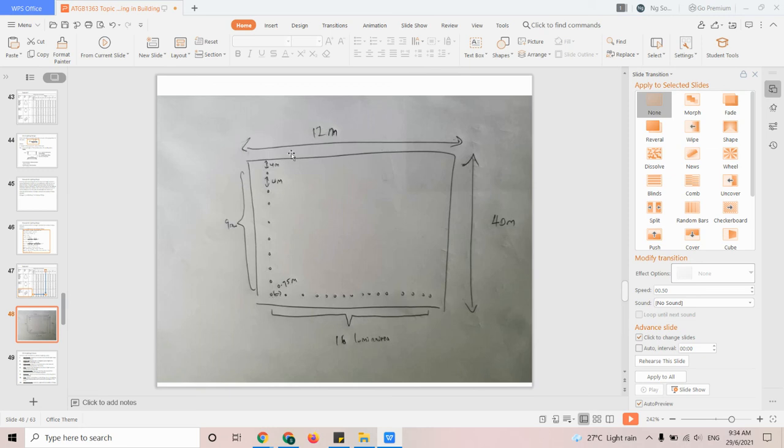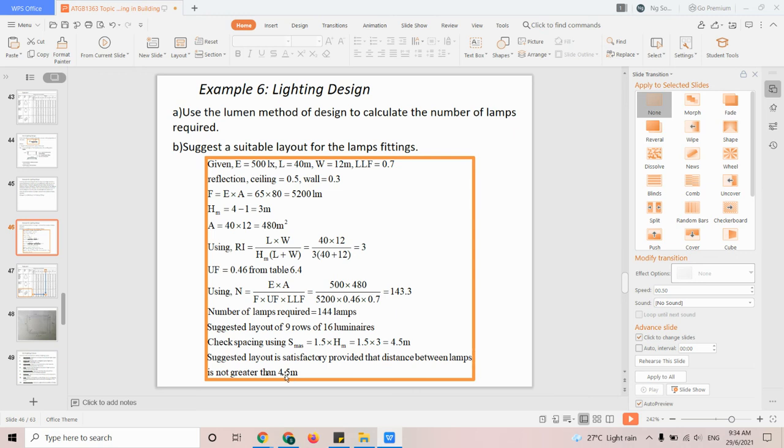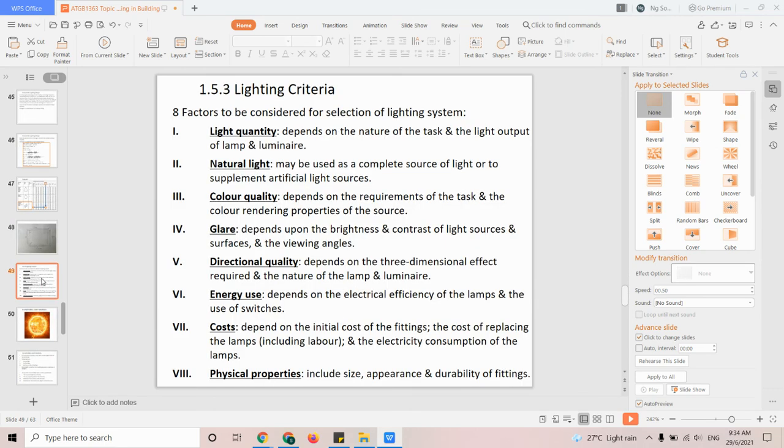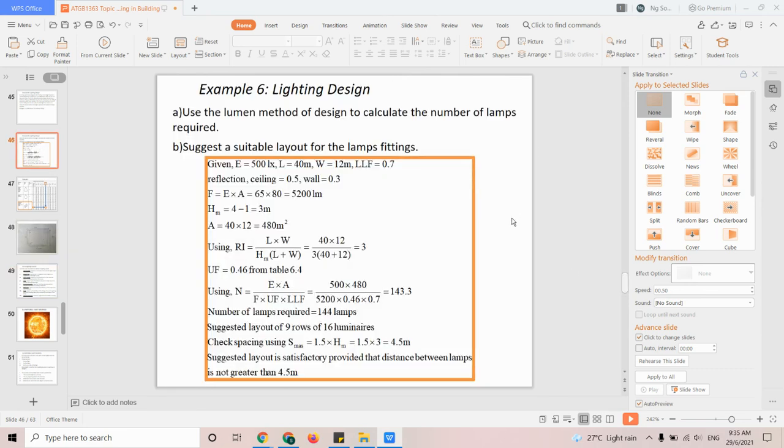So you have the size of your building, and with this spacing, you're actually satisfying the requirement of your layout. The layout provided here is not more than 4.5 meters, which is satisfactory for this question. Okay, so this is how you solve the question for the lumen method.